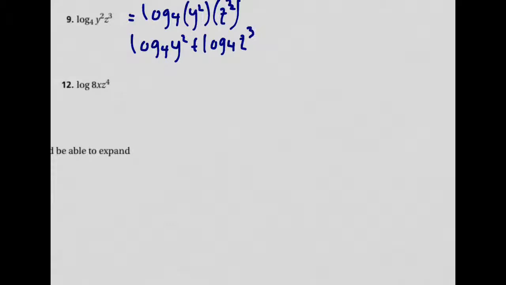And now what I can do is take the 2 in the y squared, the exponent, and make it a coefficient. Take the 3 in z cubed and make it a coefficient as well. So what I write now is 2 log base 4 of y plus 3 log base 4 of z. And that's your final answer.